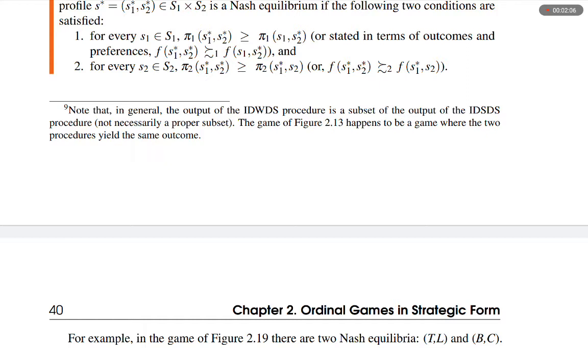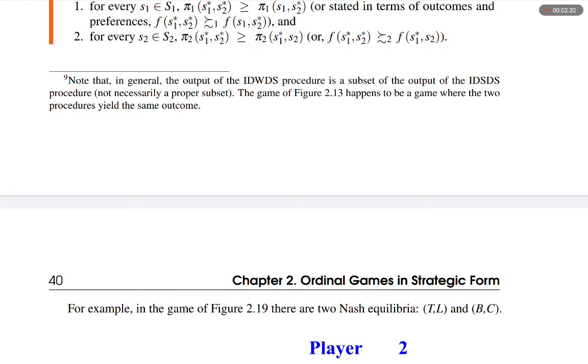And 2. For every s_2 in S_2, π_2(s*_1, s*_2) ≥ π_2(s*_1, s_2), or f(s*_1, s*_2) is better than or just as good as f(s*_1, s_2) for player 2.